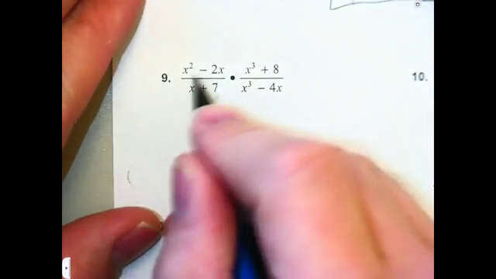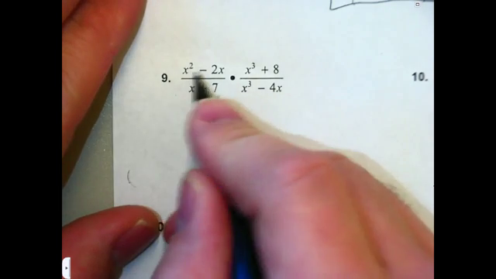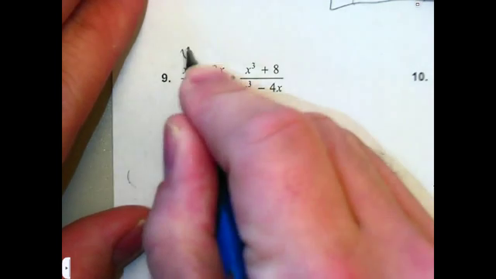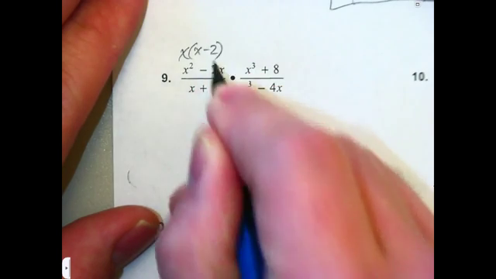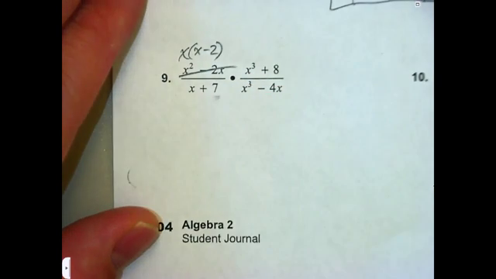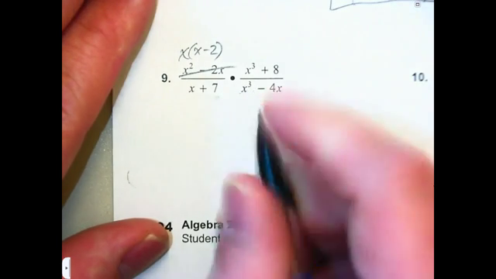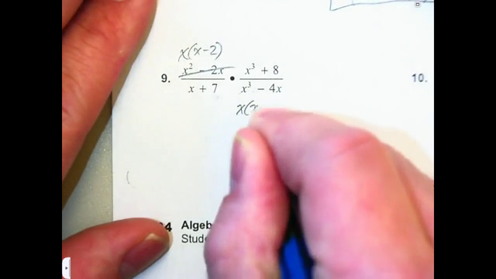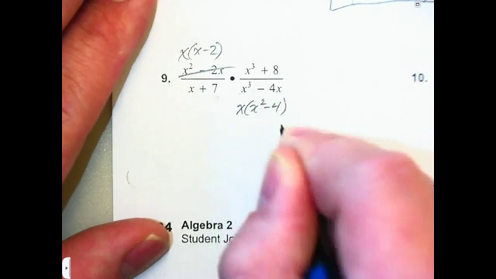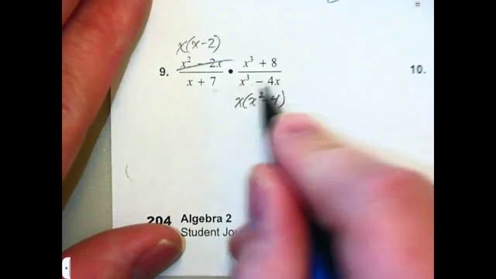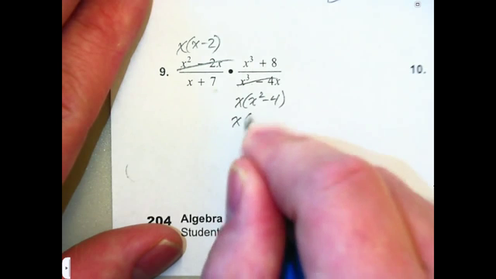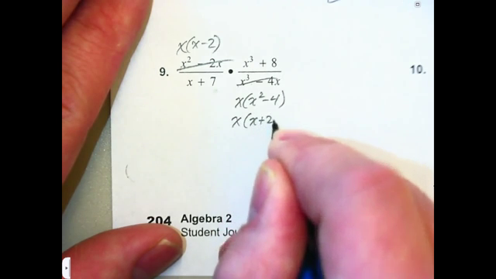Two things that multiply. Actually, in this one, that one's pretty easy to factor. x times x minus 2, right? Just pulling out x. Okay? This right here, not too bad to factor either. You get x times x squared minus 4. But then that's difference of two squares, which is x times x plus 2, x minus 2.